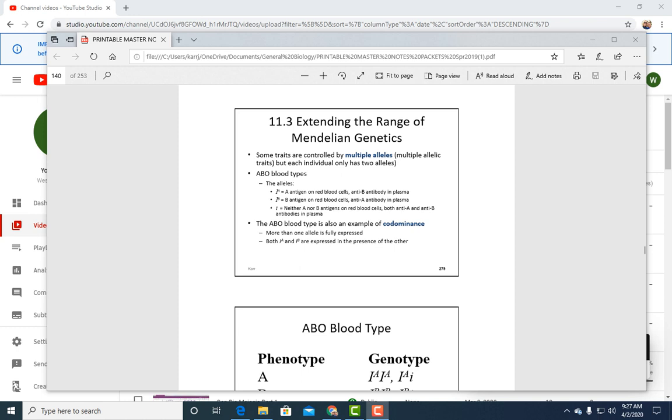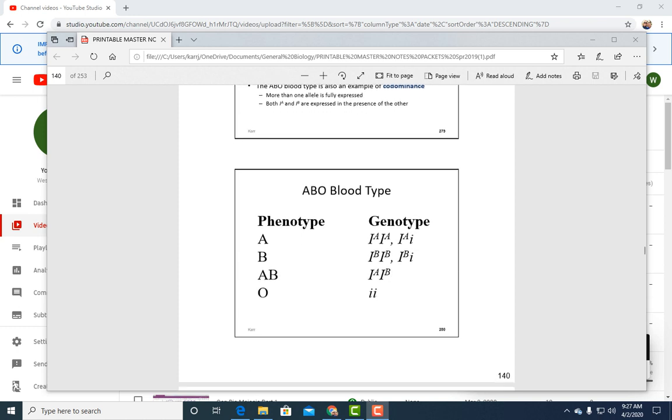So we call that codominance. Codominance means two are equally dominant. So A and B are equally dominant, and blood type O means you have neither A nor B alleles. So we say that you are blood type O.